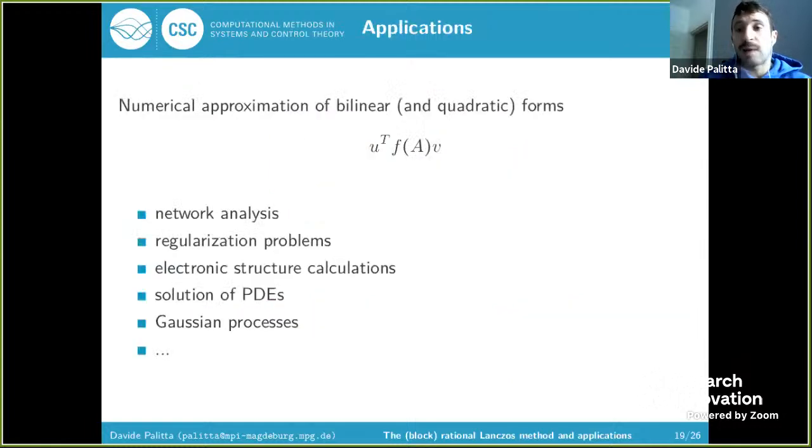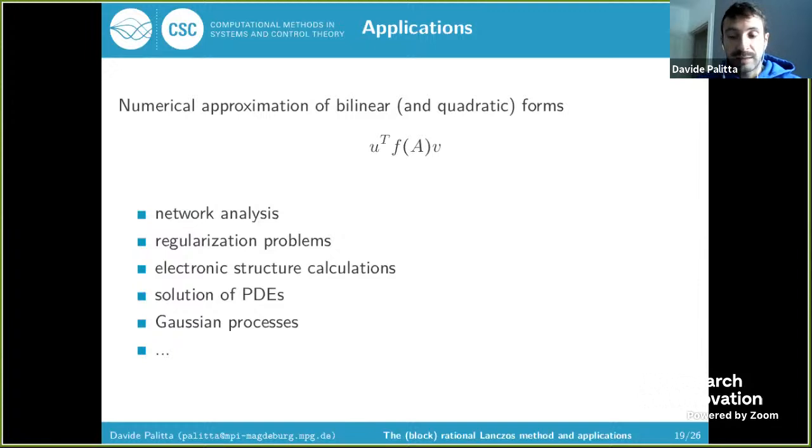About applications, as also its polynomial counterpart, rational Lanczos can be used very successfully in the numerical approximation of bilinear and quadratic forms. So we have a matrix A, a function f that is well defined on the spectrum of A, and we want to compute something like this here, where u and v, for instance, are vectors or block vectors. It doesn't really matter. And we can find expressions like these in network analysis, regularization problems, electronic structure calculation, solution of PDEs, Gaussian processes, and many more.